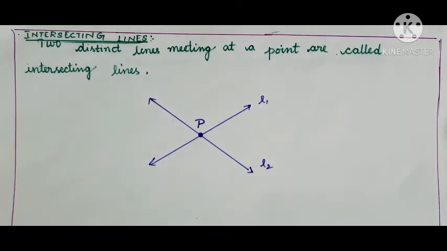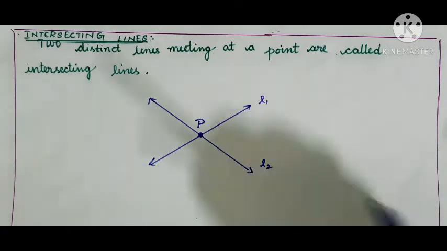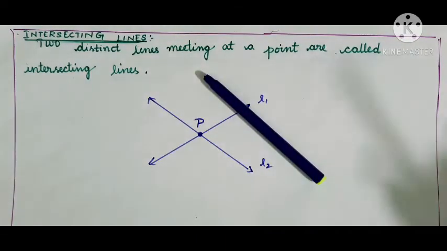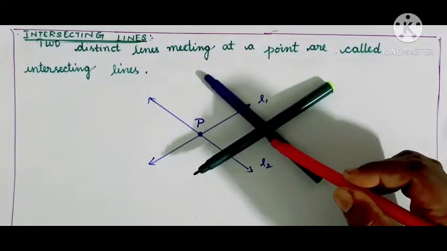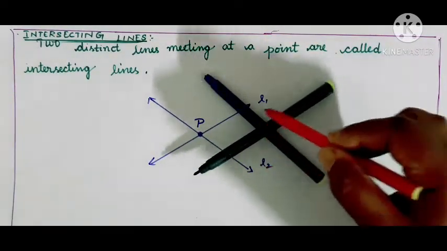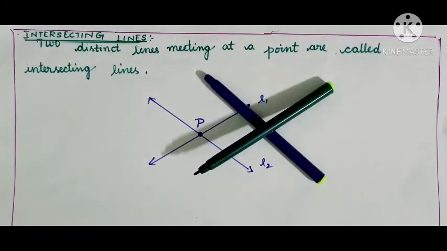Next, we are going to see intersecting lines. To explain this, I'll show you. Imagine I have two sketches, and I cross them. There is one meeting point, isn't it? So this place is called the intersecting point.